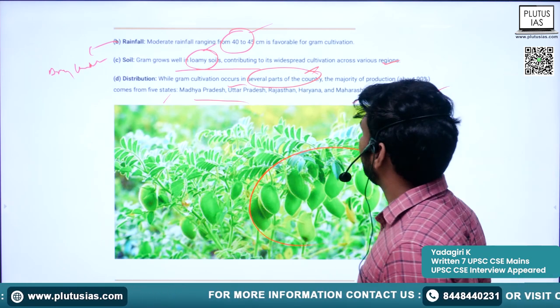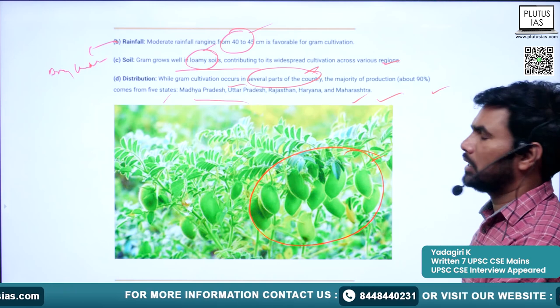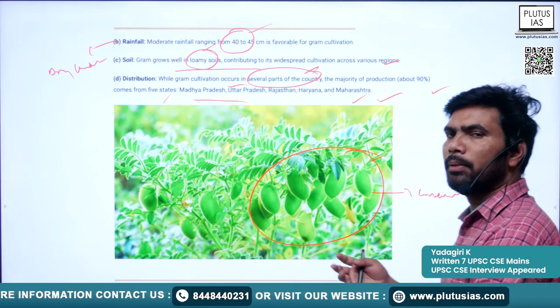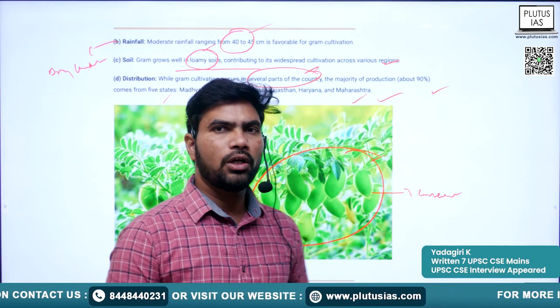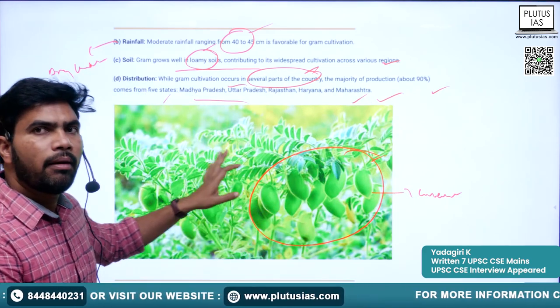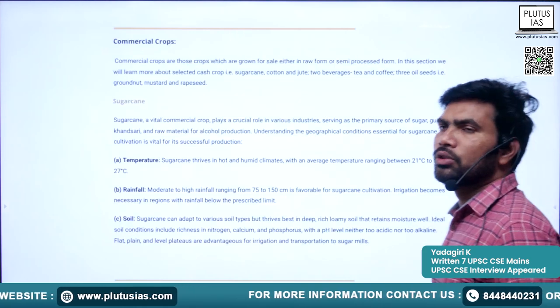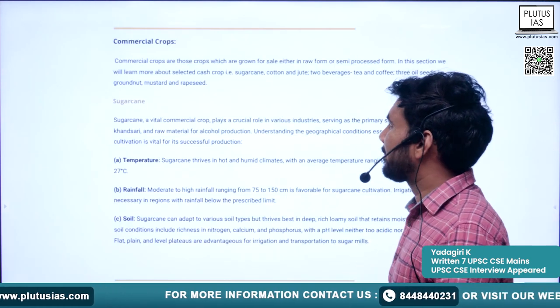So here you can see the chickpea plants. Green chana, people will be selling green chana on the roads. So that is nothing but the gram cultivation. When they mature, they become the gram.